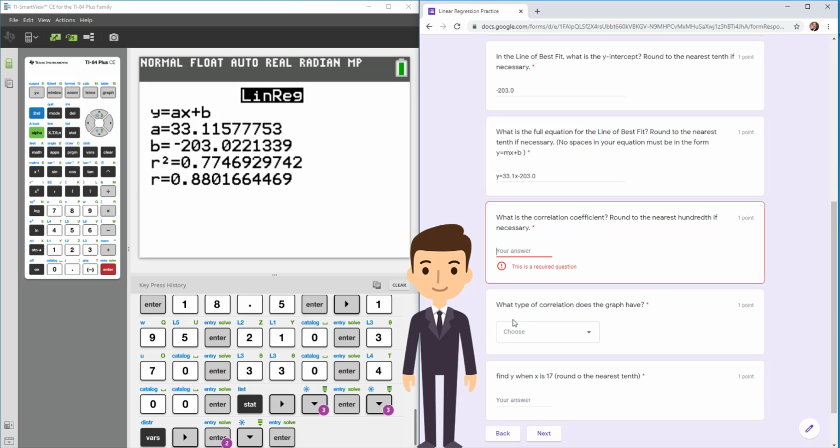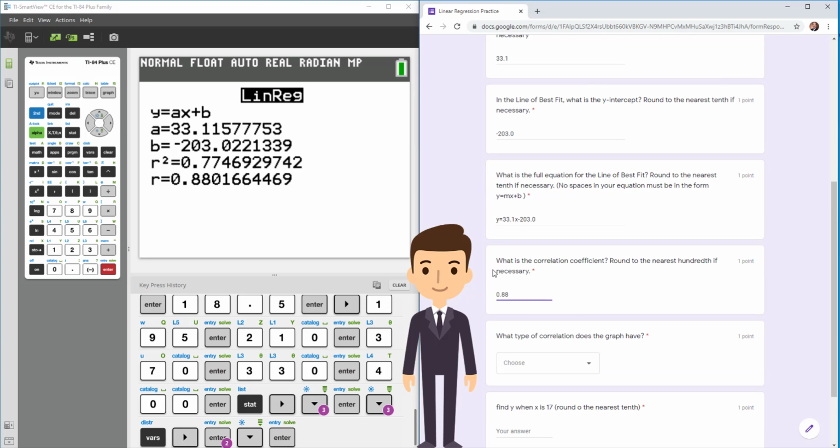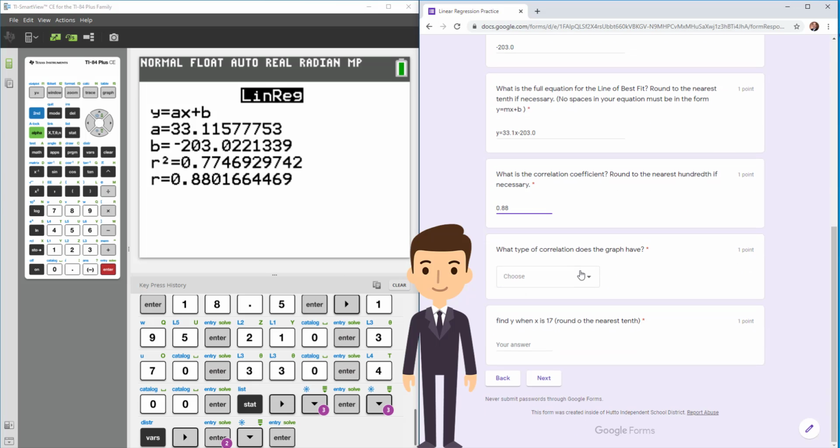So your r value in this case, they rounded to the nearest hundredths place. So this is your tenths place, this is your hundredths place. So it's going to be 0.88, or 0.88 would also work. That's the correlation coefficient rounded to the nearest hundredths. Once again, I look to the right of it, it's a 0, so that one stays the same.